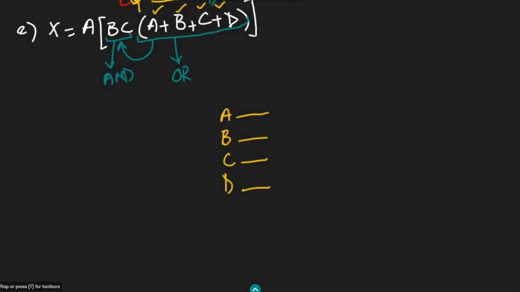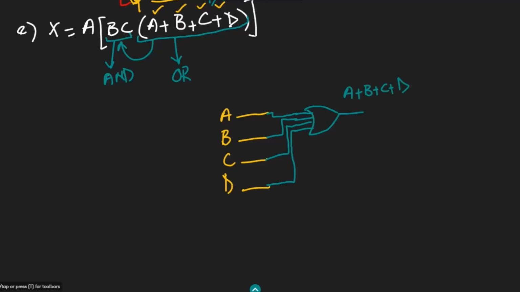For A plus B plus C plus D, I am going to use this OR gate. So this OR gate will be here with four inputs: 1, 2, 3, 4, and the output of it will be here. To it I will give A, B, C, and D, and the output of it will be A plus B plus C plus D.